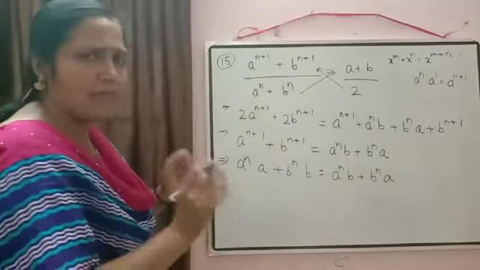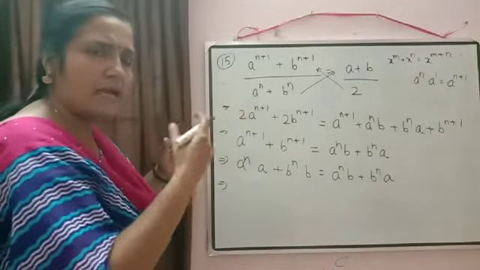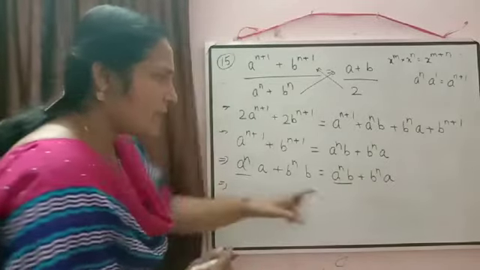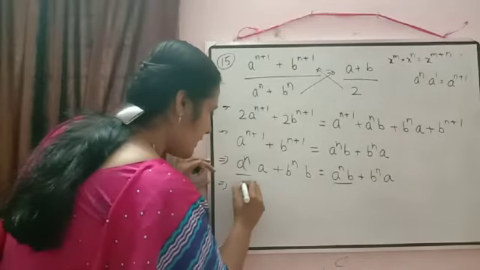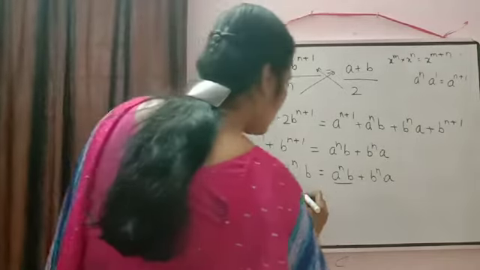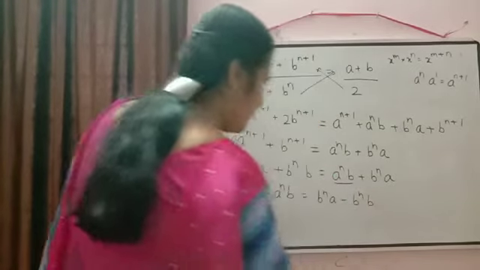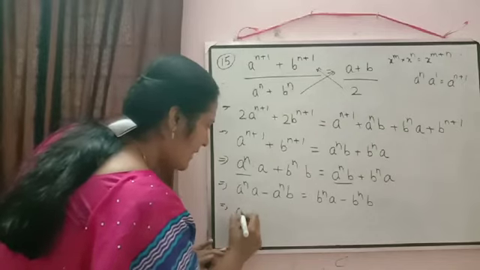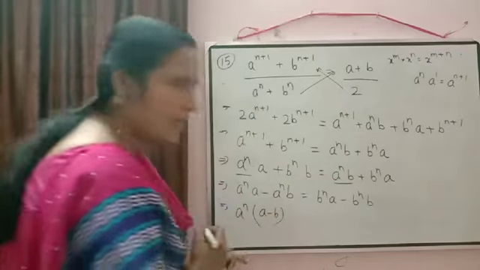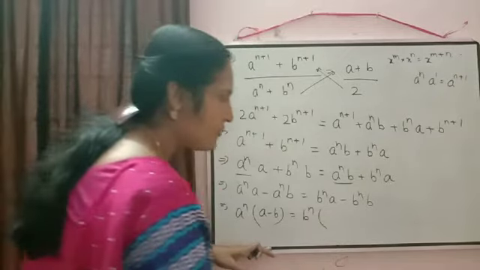Now in which term we have a raised to n, that we are writing together, and in which term we have b raised to n, that we are writing together. So from these two, just to check here, a raised to n I am shifting to left hand side. So a raised to n into a minus a raised to n into b equal to here b raised to n into a minus b raised to n into b. Now what we can take common here? A raised to n taken common. Inside the bracket what will remain? A minus b. Here what we have common? B raised to n. Inside the bracket what will remain? A minus b.